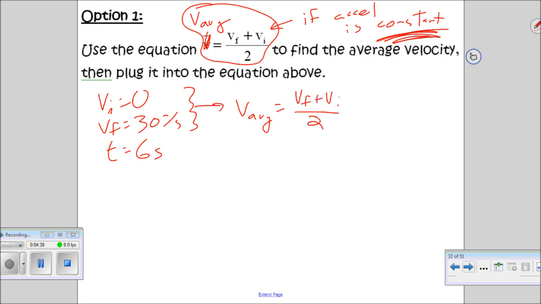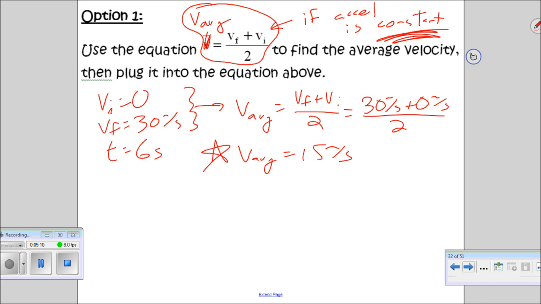It's exactly what you'd think it is. You're just averaging the starting and ending velocities. So our Vf is 30, our Vi is 0. Divide it out, and you get the average is 15 meters a second. What that means is exactly what it sounds like. The car averaged 15 meters each second. There were some seconds where it went more than 15 meters, and other seconds where it went less than 15 meters. But on average, the car traveled 15 meters per second during these 6 seconds. So that is the average velocity for this time interval.